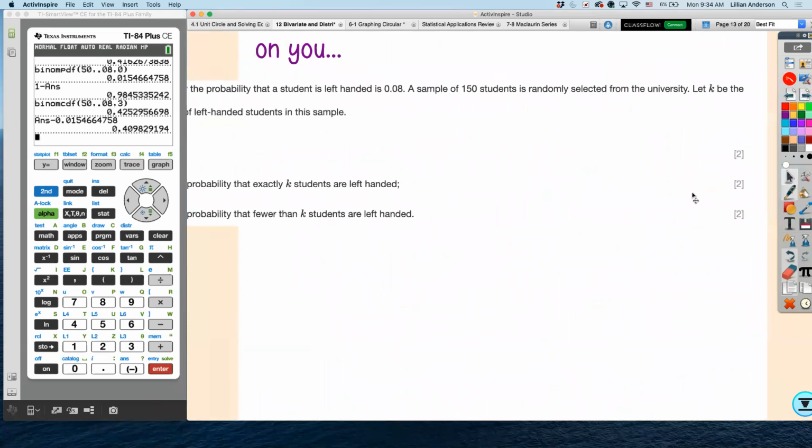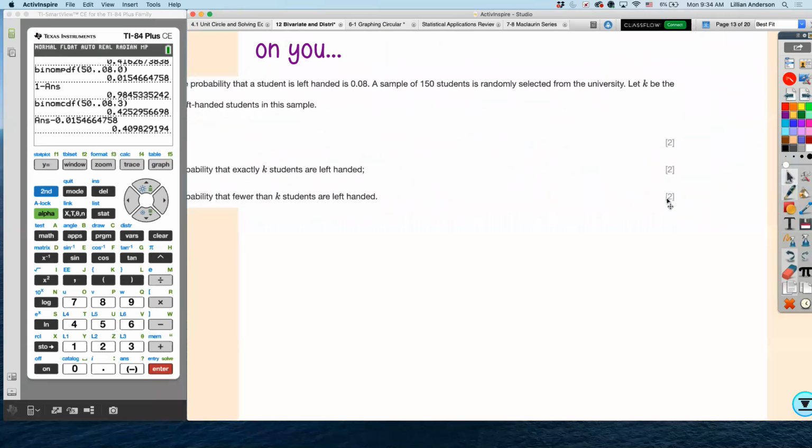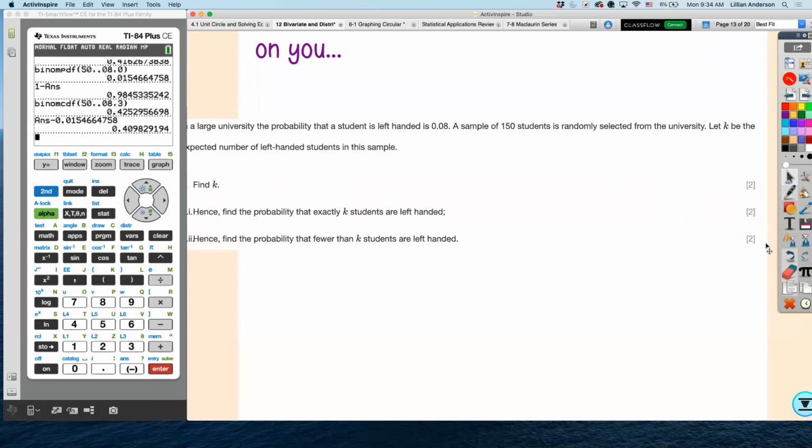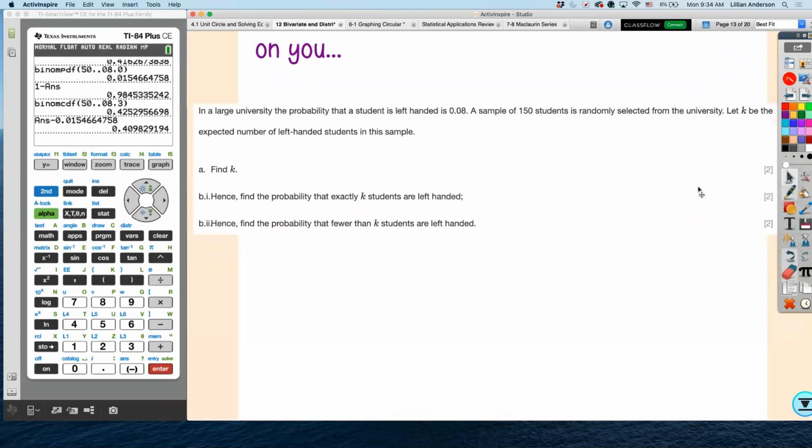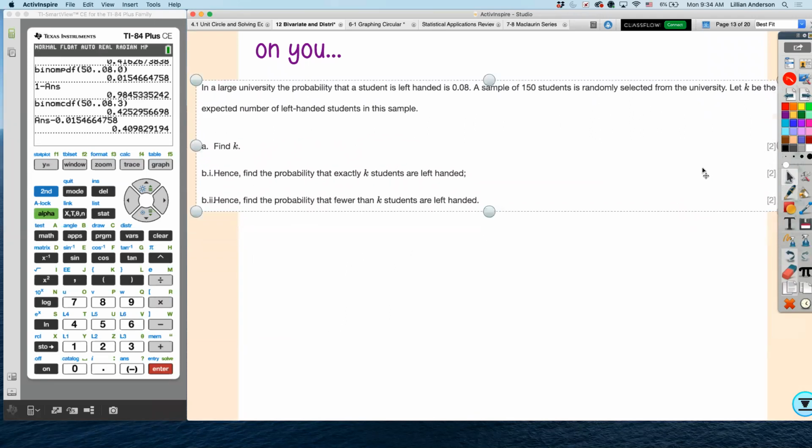Let me reset it. In a large university, the population proportion of students who are left-handed is 0.08. A sample of 150 students is randomly selected from the university. Let K be the expected number of left-handed students in the sample. You have to find K, then find the probability that exactly K students are left-handed, and then find the probability that fewer than K students are left-handed.